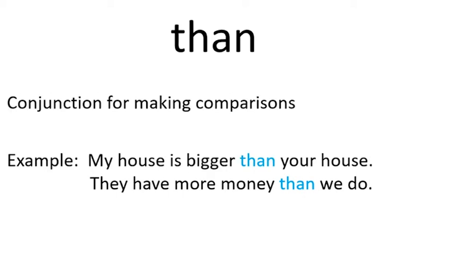And than. This is a conjunction, and it is used for making comparisons. My house is bigger than your house. They have more money than we do. And lastly, to, too, and two. All three of these words mean different things, but they sound exactly the same.